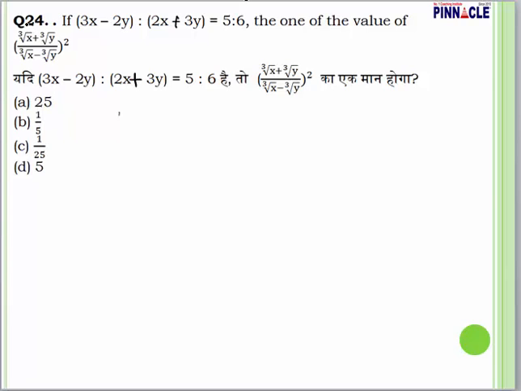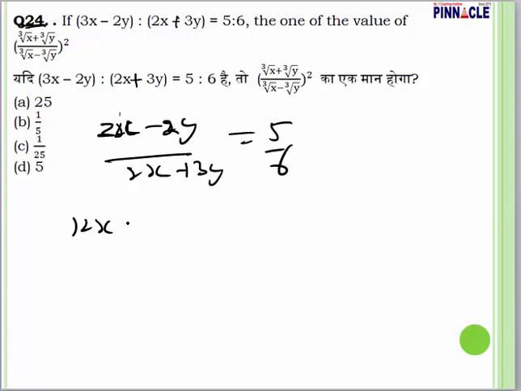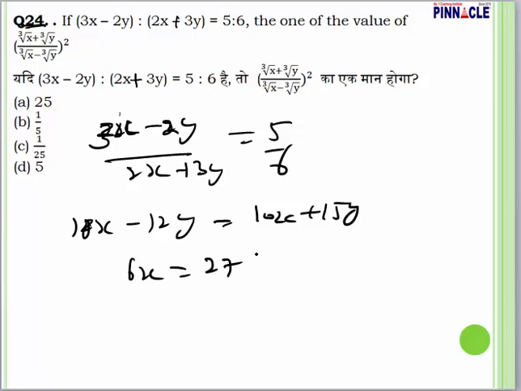If (3x minus 2y) divided by (2x plus 3y) is equal to 5 by 6. So 18x minus 12y is equal to 10x plus 15y. In other words, 8x is equal to 27y, x by y is equal to 27 by 8, x is equal to 27 and y is equal to 8.